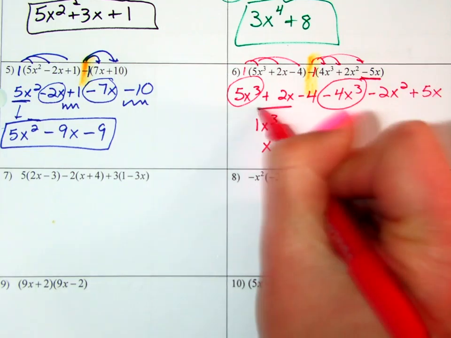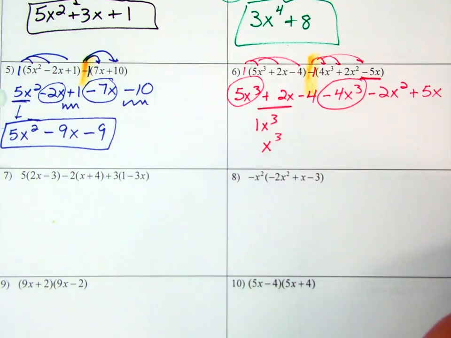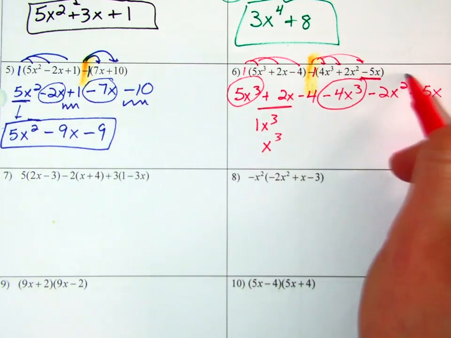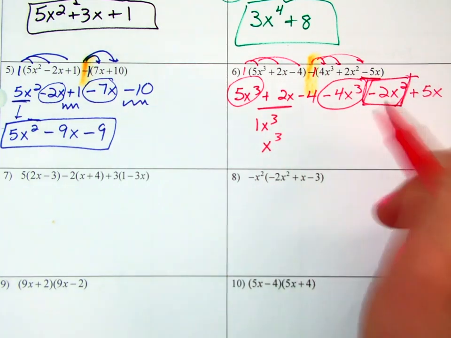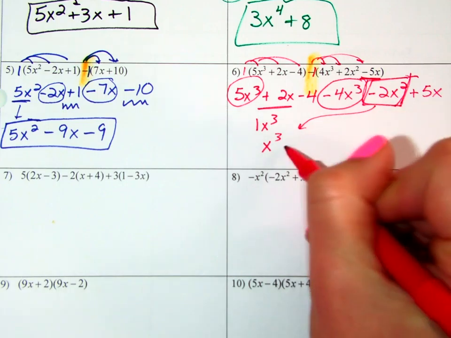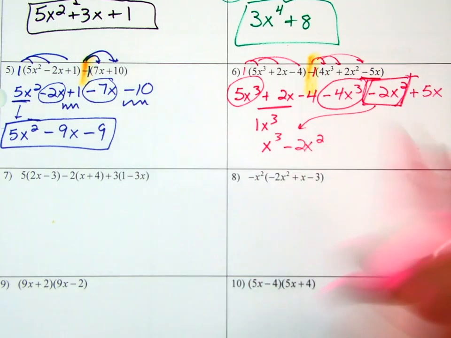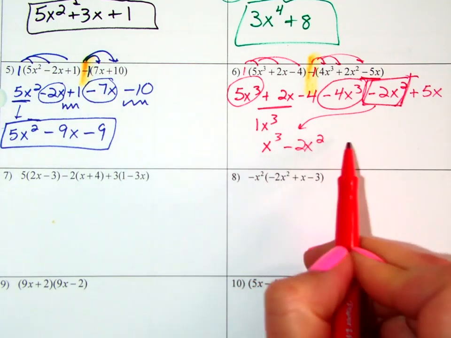Then we have a positive 2x, but that's not the highest exponent. The next highest exponent I see is a negative 2x squared. Is there another x squared anywhere? No, so then we just bring that one down. So minus 2x squared, because remember, we want to put it in order from highest exponent to lowest.